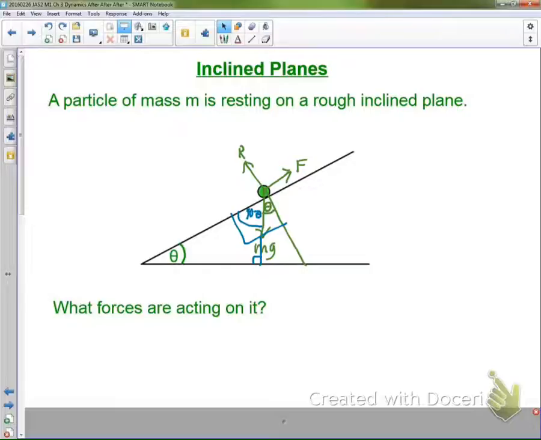So now we can resolve our forces, and if we want the part of our weight that's acting perpendicular to the plane, we can use mg cos theta, and for the part of our weight that's acting parallel to the plane, we have mg sin theta, because that's opposite the angle. So now we can create our equations of motion, taking out of the plane as positive for perpendicular motion, and taking down the plane as positive for our parallel to the plane motion.